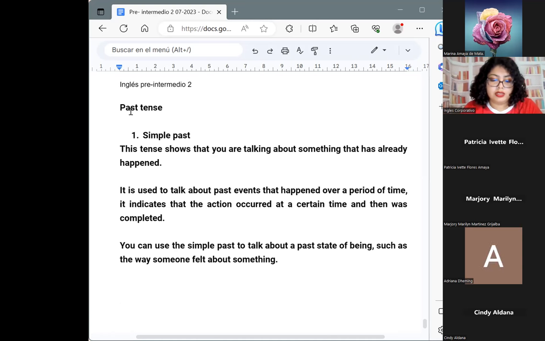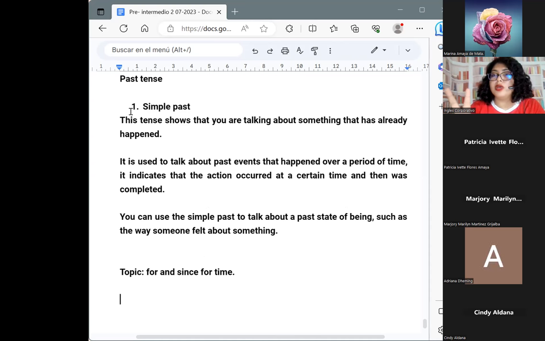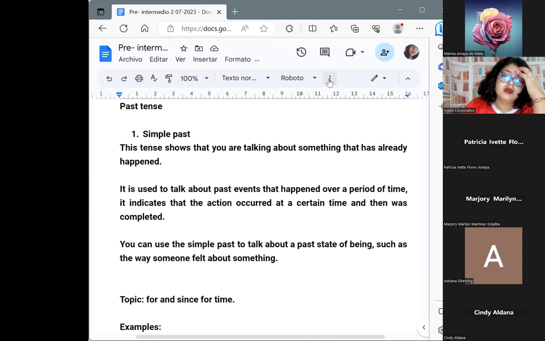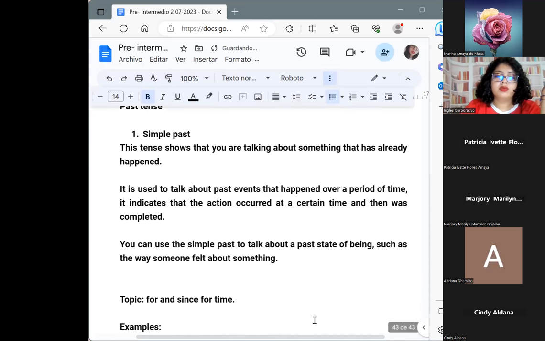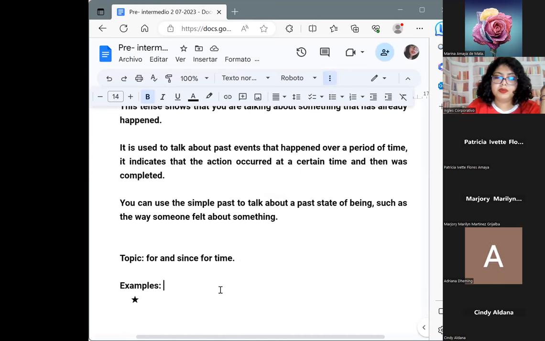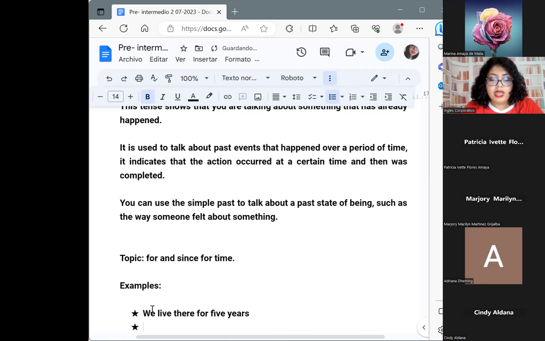Now, we are going to talk about for and since. For time, in this case, to talk about time. We are going to see two examples before to see the information. So in this case, I'm going to write the two examples. And we have the first one. And it says, we lived there for 5 years. And the next one, he has been away since Tuesday.